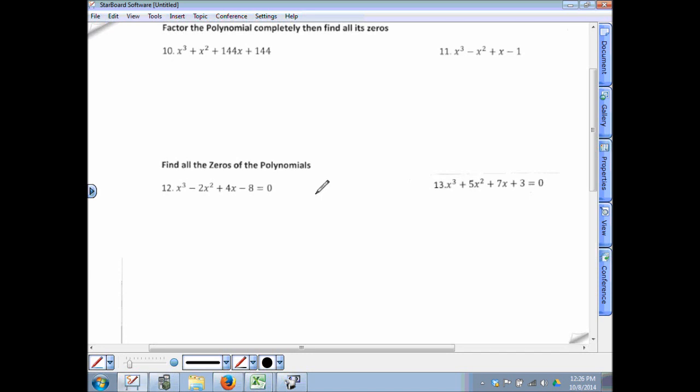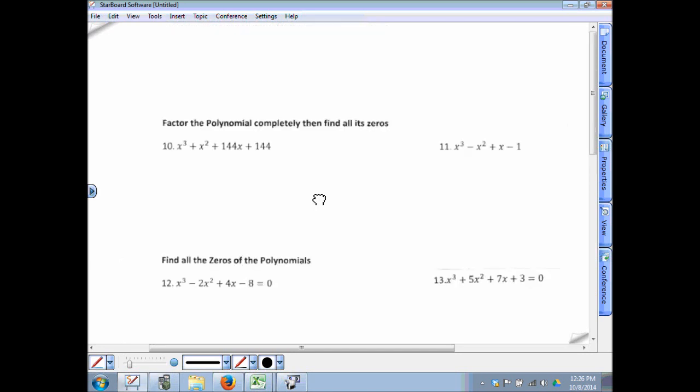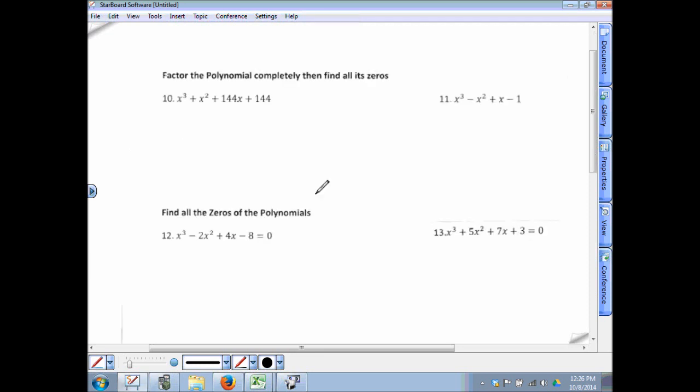I don't think this is the most challenging page, but it is the one that's the most important in terms of what's coming up in the future in this course and just this material. This is really where you need to pay attention. This is where most of the points are going to come from on the test as well. So it says factor the polynomial completely, find all the zeros.